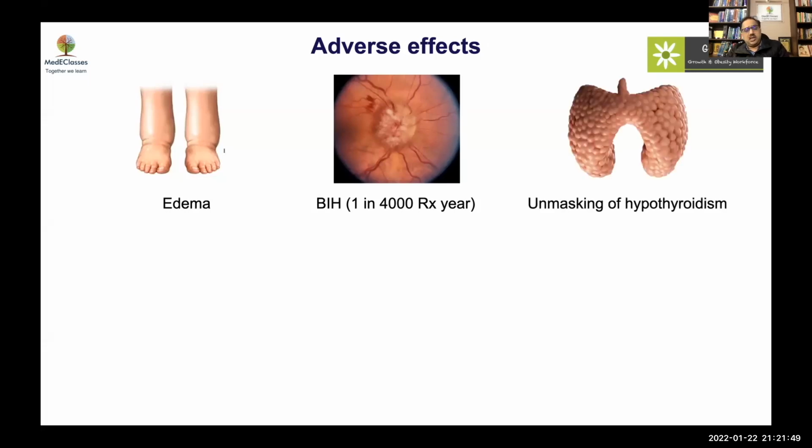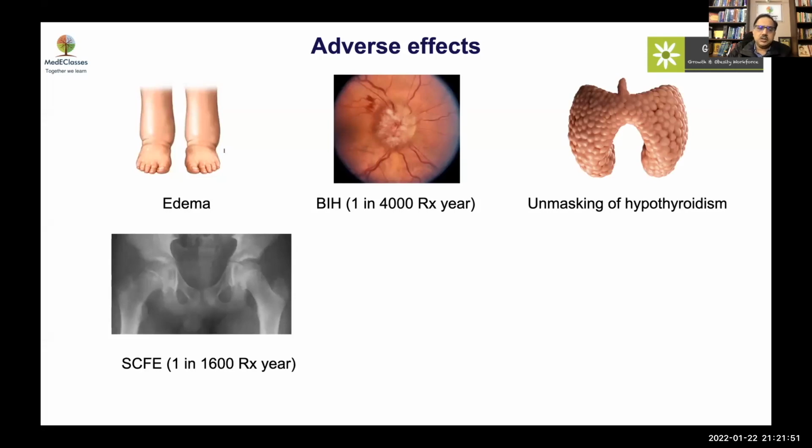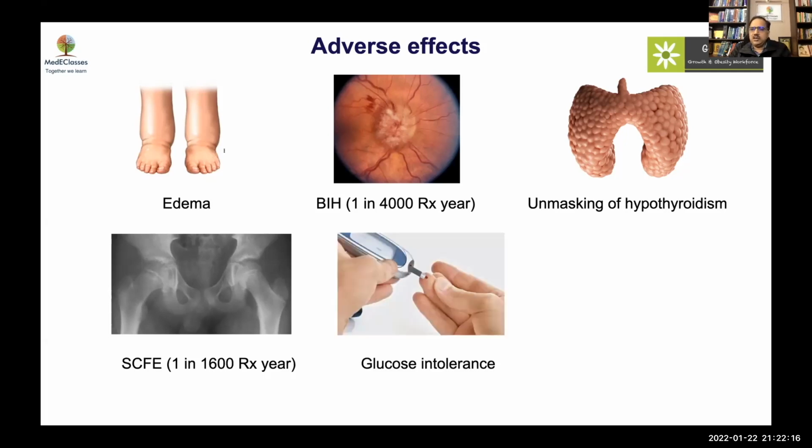Or, as I said, you may have unmasking of hypothyroidism. And rarely, because of rapid growth, there may be slipped capital femoral epiphysis. So if a child on growth hormone complains of limp, pain in the hip, or pain in the knee, get an X-ray done, because SCFE is a problem. But this is not really a problem alone with growth hormone therapy. It may happen with hypothyroidism. It may happen with any other cause of rapid growth.